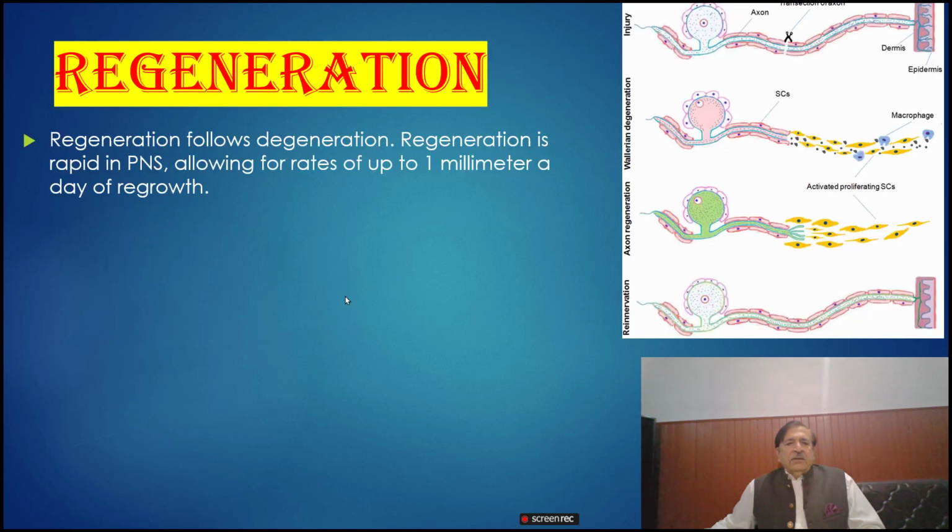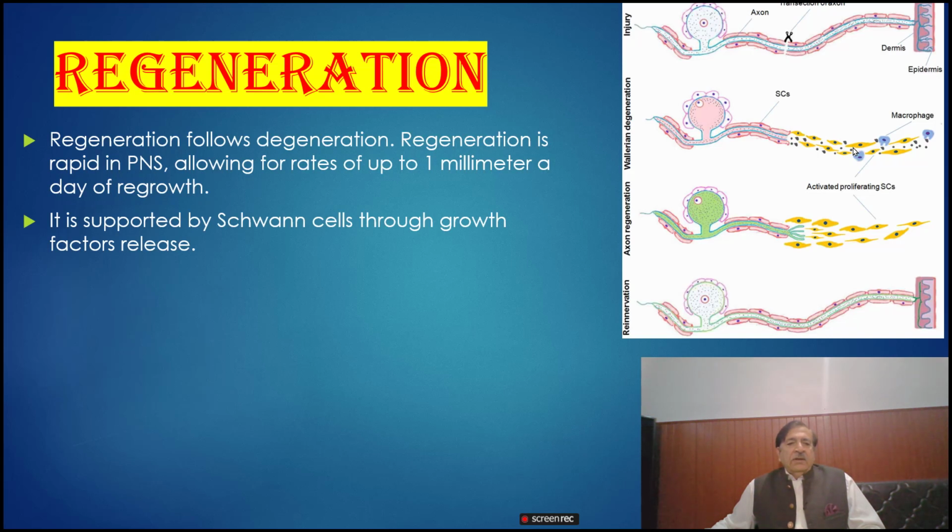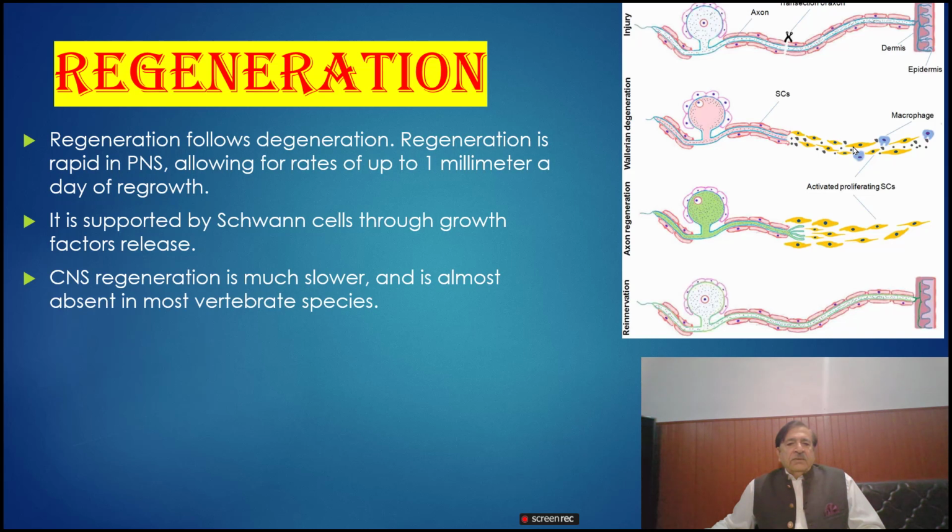Regeneration. Regeneration follows degeneration. Regeneration is rapid in peripheral nervous system, allowing for a rate of up to 1 millimeter a day of regrowth. It is supported by Schwann cell through growth factor release.